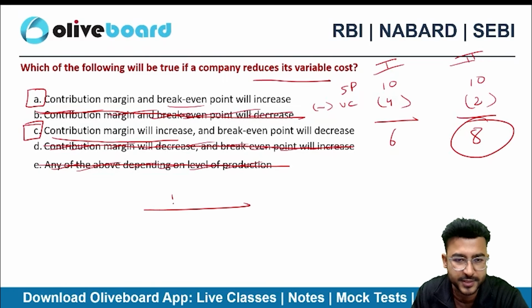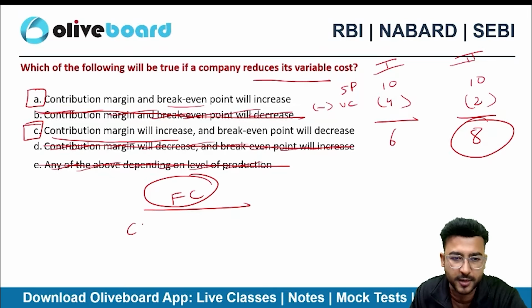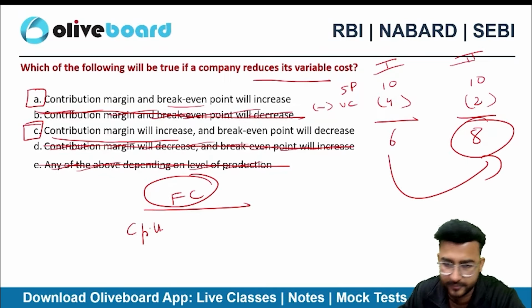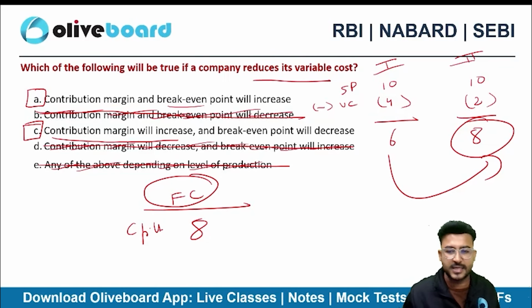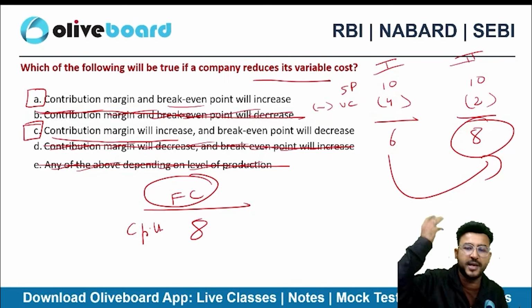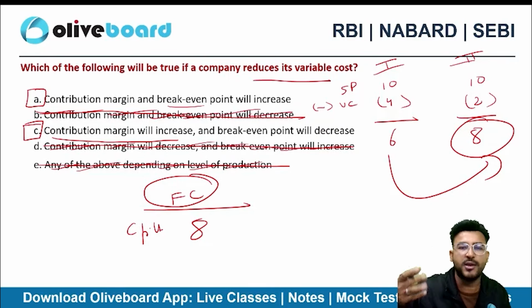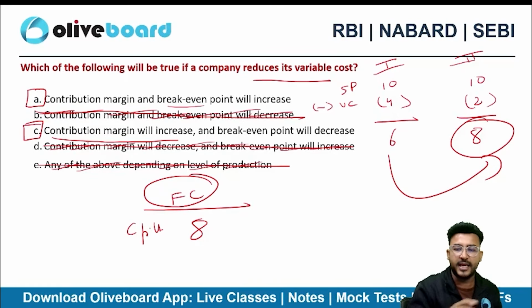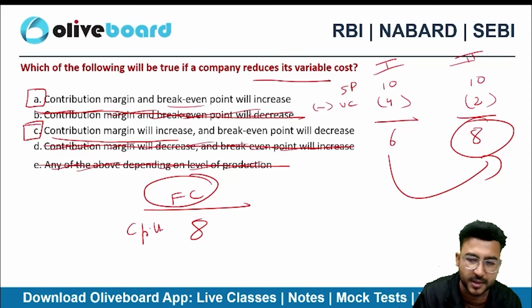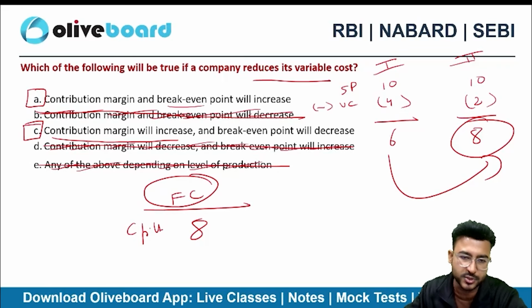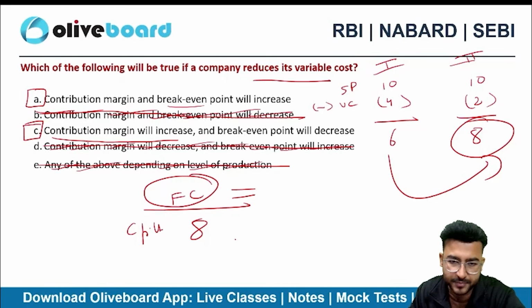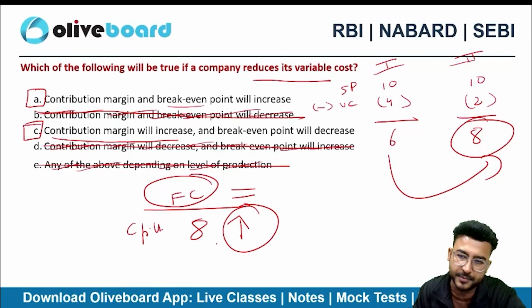देखो फिक्स कॉस्ट तो कांस्टेंट है. If your contribution per unit is increasing, that means your denominator is going up but your numerator is constant. That will eventually reduce the BEP. Technically, mathematically, it will reduce your BEP, right? Option C is the correct choice. Numerator is same but the denominator is going up.